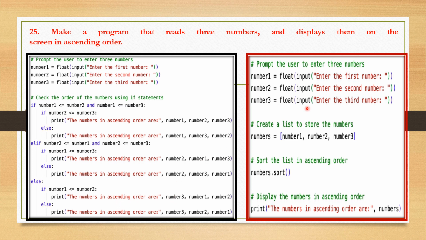And the second approach can be simply to prompt the user to enter three numbers, create a list to store the numbers, sort the list in ascending order using numbers.sort, and finally display the results in ascending order.